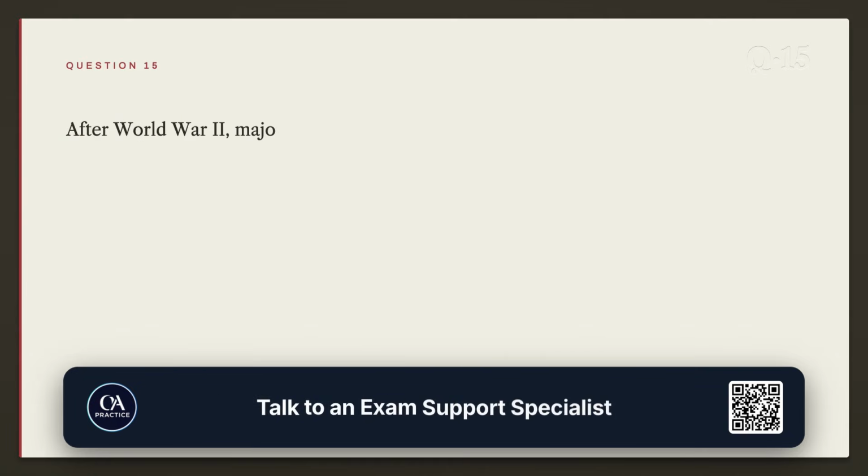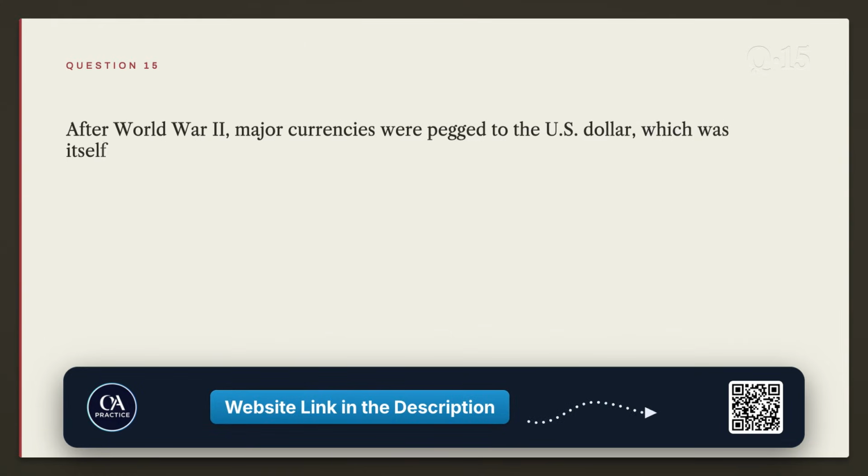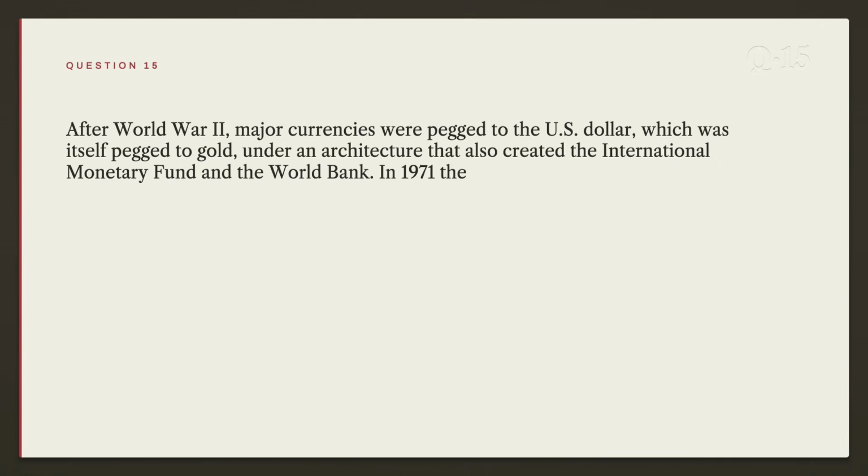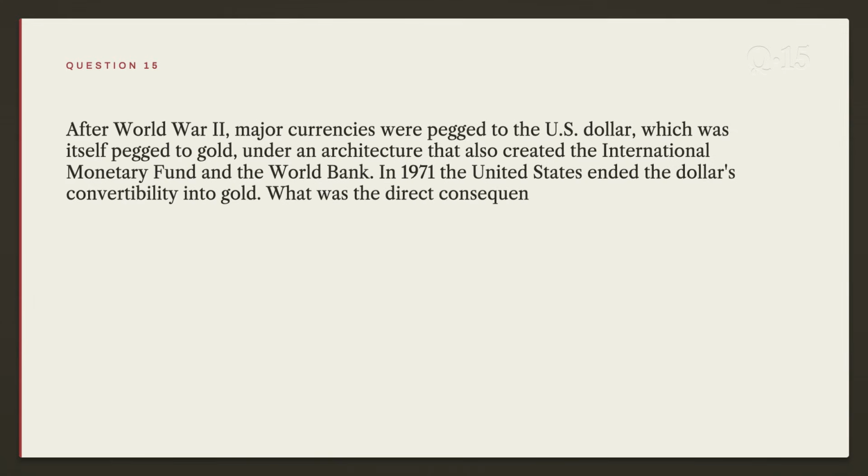Question 15. After World War II, major currencies were pegged to the US dollar, which was itself pegged to gold, under an architecture that also created the International Monetary Fund and the World Bank. In 1971, the United States ended the dollar's convertibility into gold. What was the direct consequence for currency markets?